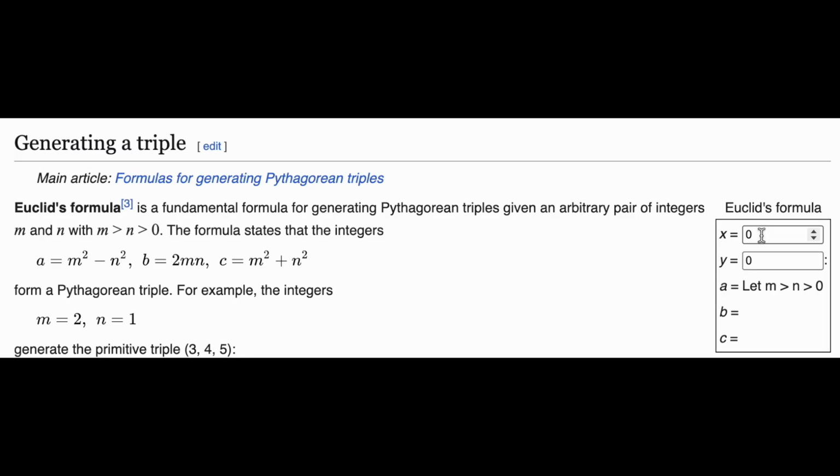If you are curious and want to play around, I can leave a link below, but on Wikipedia, if you search Euclid's formula for Pythagorean theorem, you should be able to find this calculator, and as you can see, as long as y is greater than 0 and less than x, there will be a, b, and c that can satisfy it.